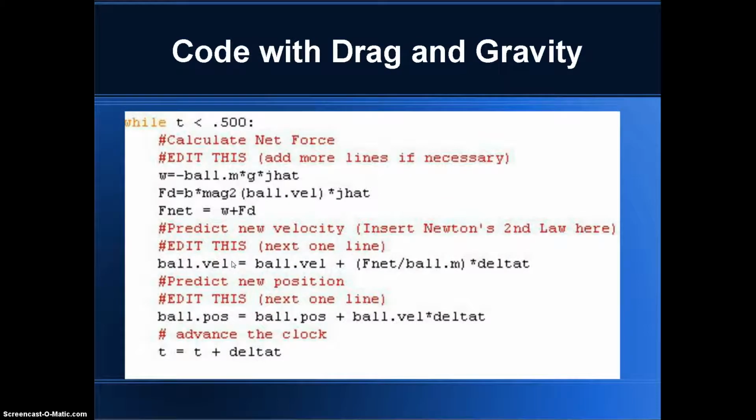The second code that had to be written used both the force of drag and the force of gravity. As you can see here, we have the gravitational force equation and we have the drag force equation, which is negative b times the magnitude squared of the object velocity times j hat, and F net equaling the gravitational force added to the drag force. Again, these forces are then used to find the ball velocity and the ball position.